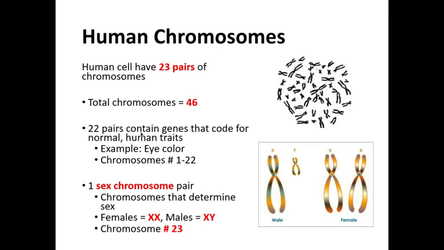22 pairs of those contain the genes that code for all of our human traits, for example, eye color. That's chromosomes number 1 through 22. The last one, number 23, is a sex chromosome, and this is the chromosome that determines the sex of the baby. For example, females are XX and males are XY. You can remember XY for males because why? Because it's the guy. That's the way I remember.